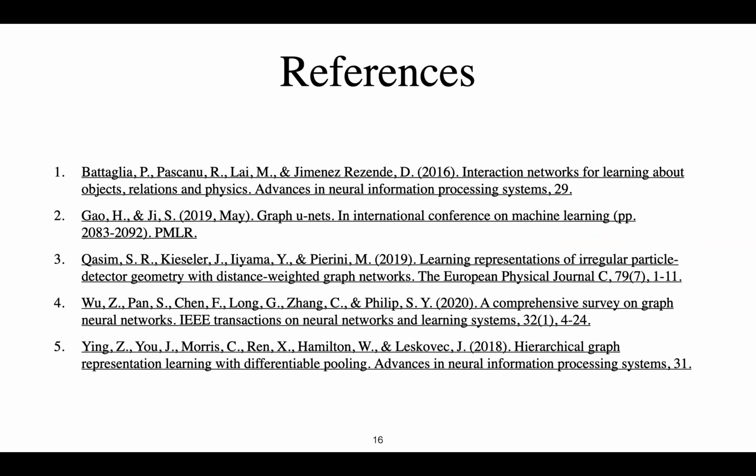So is your code available? Yes, I have a GitHub repository, and I can send it in the chat. Thank you.